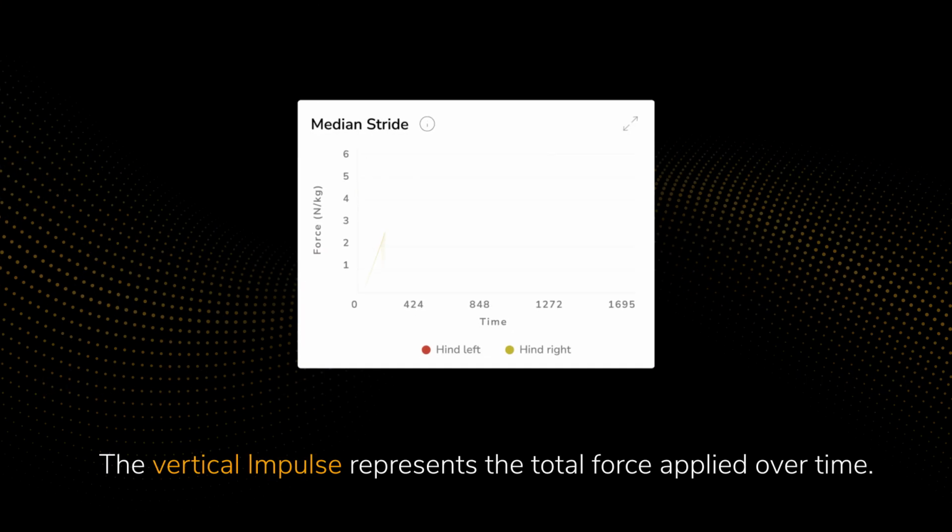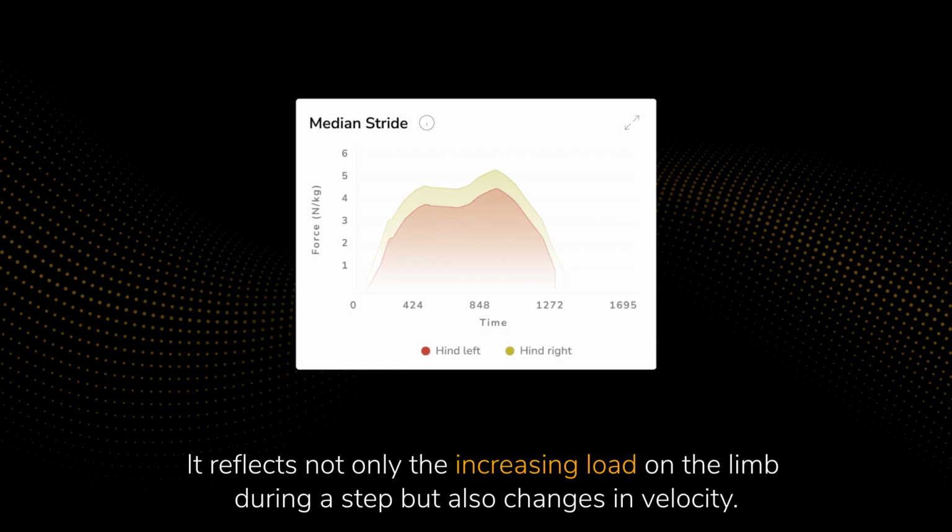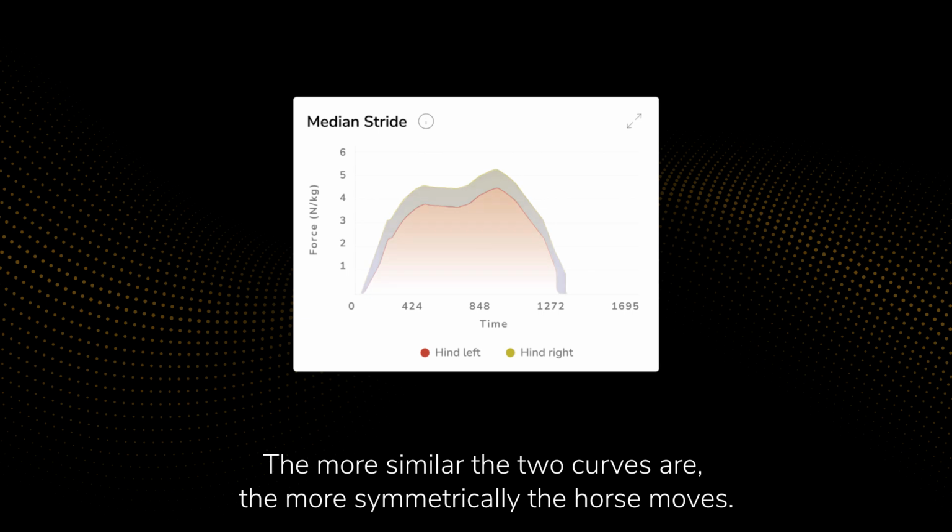The vertical impulse represents the total force applied over time. It reflects not only the increasing load on the limb during a step, but also changes in velocity. The more similar the two curves are, the more symmetrically the horse moves.